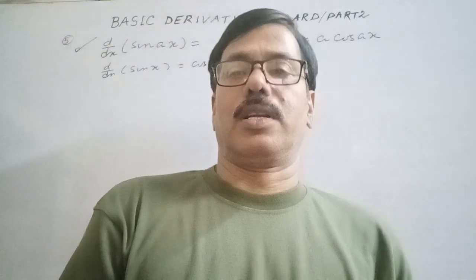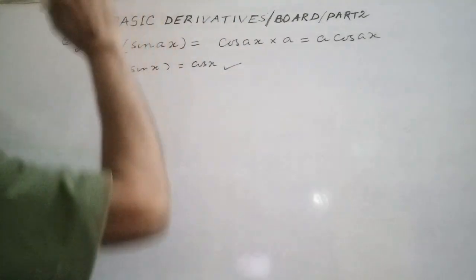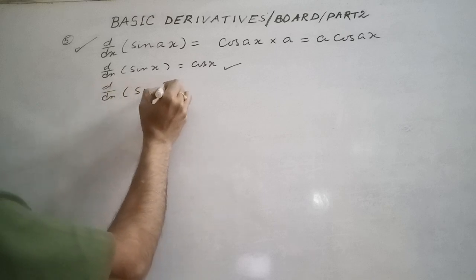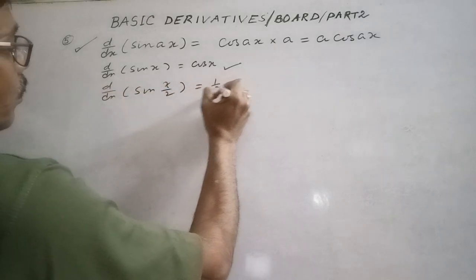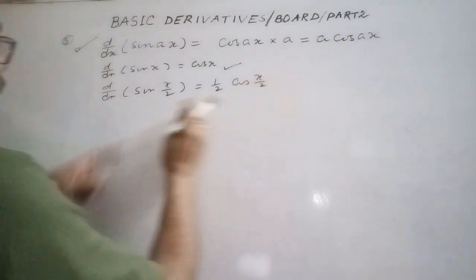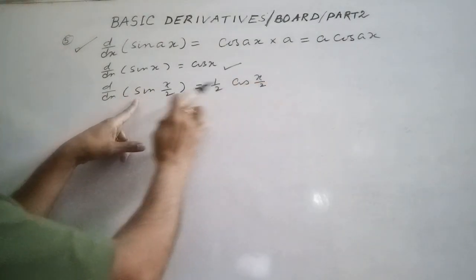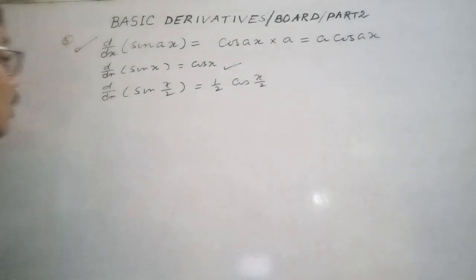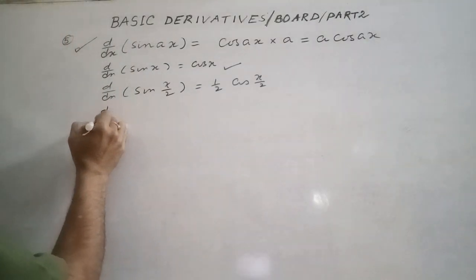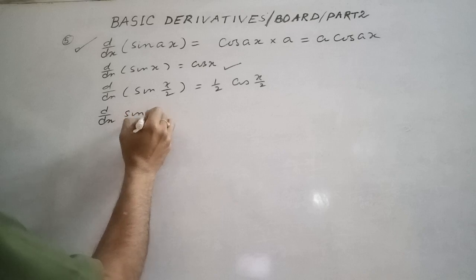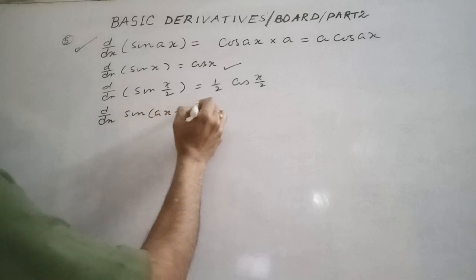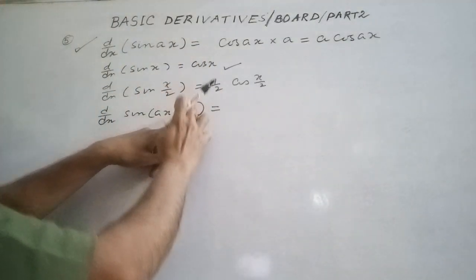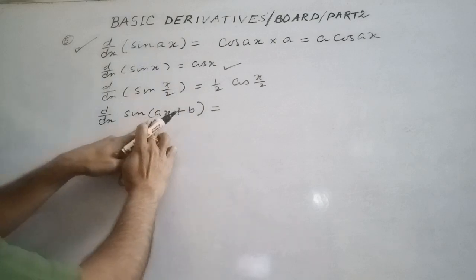Here also same restriction. This argument must be linear. Now d dx of sin x by 2, this is half cos x by 2. Argument is x by 2, so cos x by 2 into coefficient of x. Now, what is general form of linear function? Linear algebraic function ax plus b. So sin ax plus b. So if you put b equals to 0, you get first one. So this is general form.